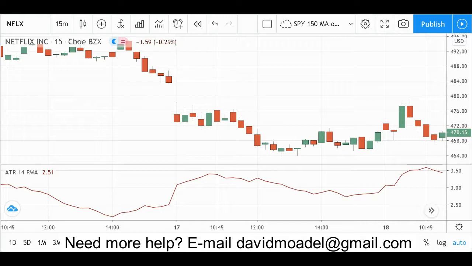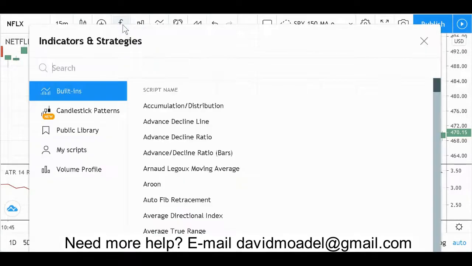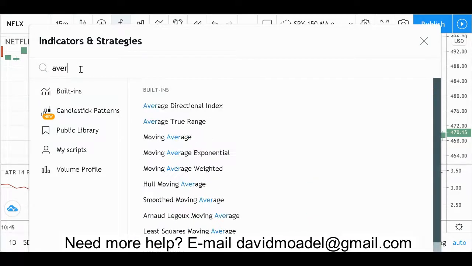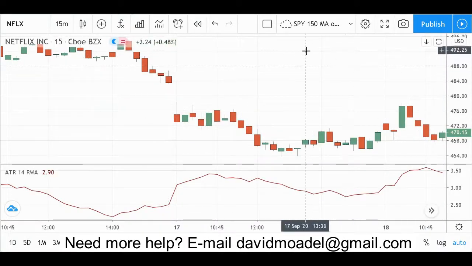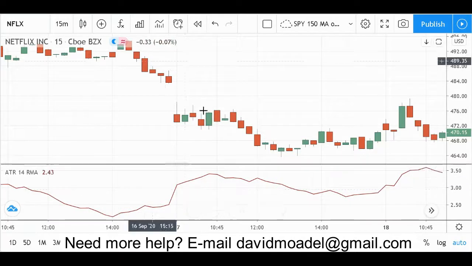Okay? So I've got the 15-minute up there for Netflix, NFLX, and every platform is different, but to get the ATR, or average true range, on TradingView, you would go to Indicators and Strategies, click on that, and then it's right there on the screen, because it starts with A, average true range, ATR. Or you can just type it in, either ATR, comes right up, or average, comes right up there. So you can use the search function as well. That's for tradingview.com. All right, so the ATR should be below your candles.